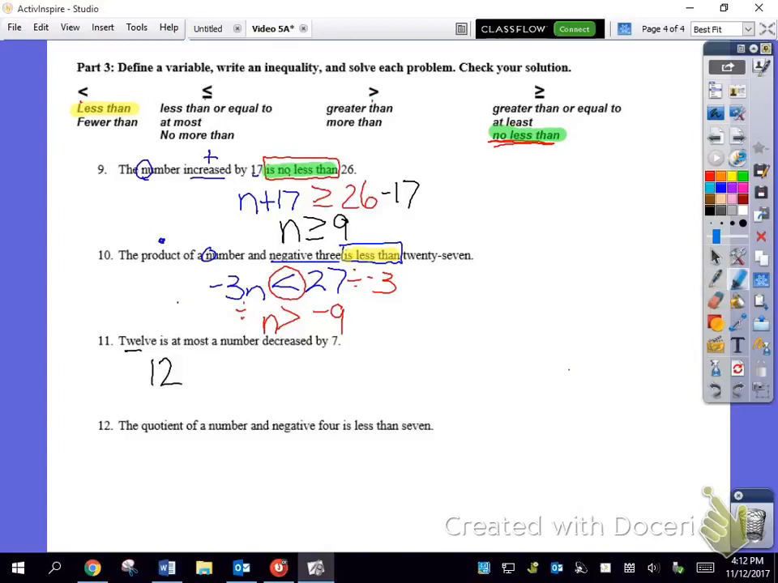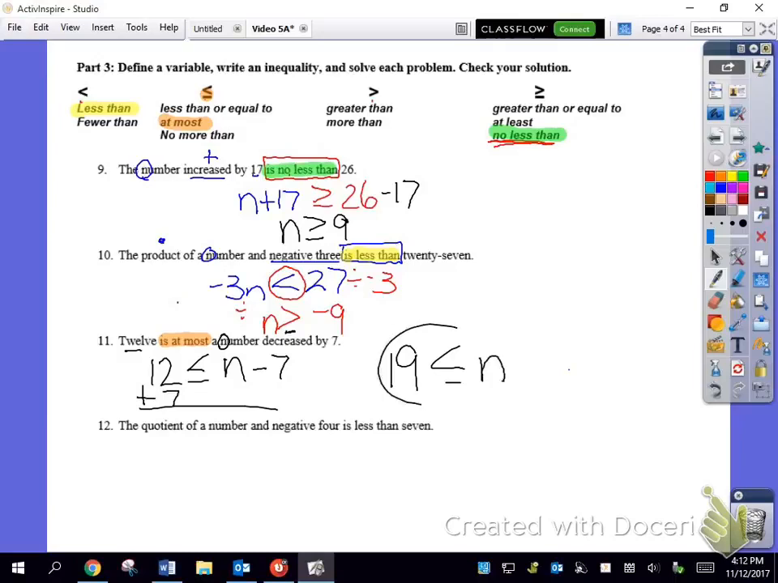Number 11, 12. Now when you say that is, stop and look at it. Is at most. At most is that symbol. So less than or equal to a number decreased is minus by 7. So the opposite of subtracting 7 is to add 7. So 19 is less than or equal to n. That's your answer.